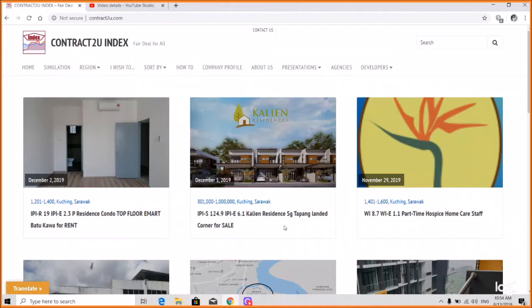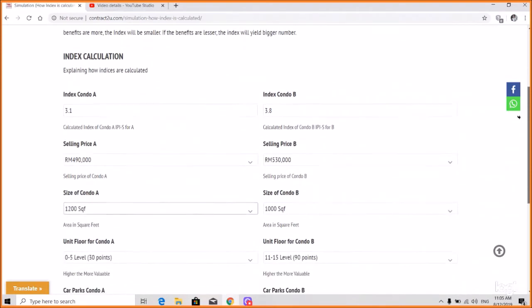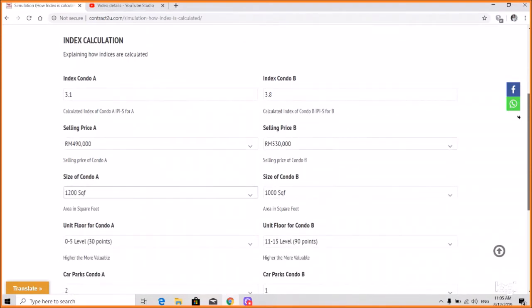So let me do a simulation on why these two numbers can vary with the different elements of the property. You can go to the website contract2u.com and click on simulation. Let me start on simulation, how the index is calculated. This page shows you two condo indexes. One is condo A, another one is condo B.